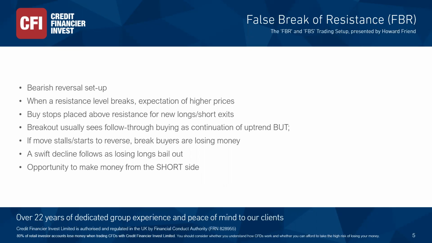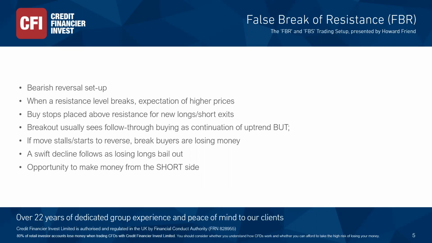So this is typical technical theory. Stops are placed above resistance levels. So when the market breaks through a resistance level, typically we will see a big move higher, because at that point demand is greater than supply, and that results in a higher equilibrium price. But in this case, what I'm looking for is the market, having made that break to the upside, to start to reverse and then start to retrace. And that would leave the people who bought the breakout, the break buyers, losing money.